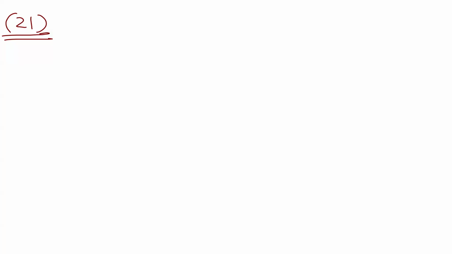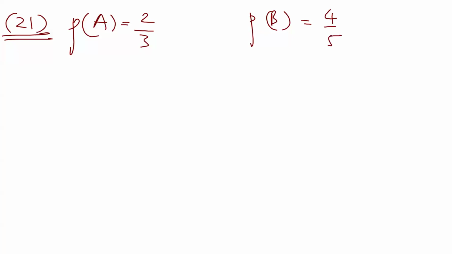A speaks truth 2 out of 3 times and B 4 out of 5 times. They agree in asserting that, from a bag containing 6 balls of different colors, a black ball has been drawn. Find the probability that the statements are true. That means they are agreeing. So the probability of A speaking the truth is 2/3. Probability of B speaking the truth is 4 by 5. Okay.